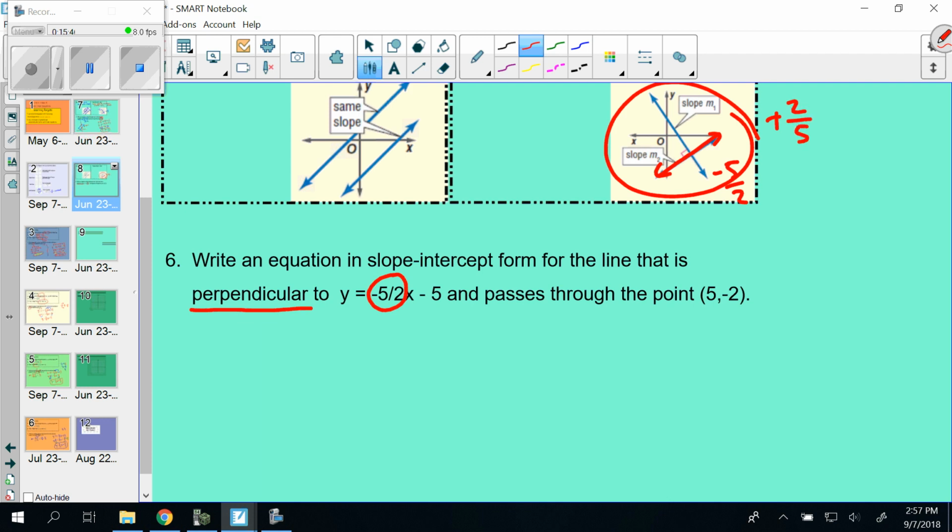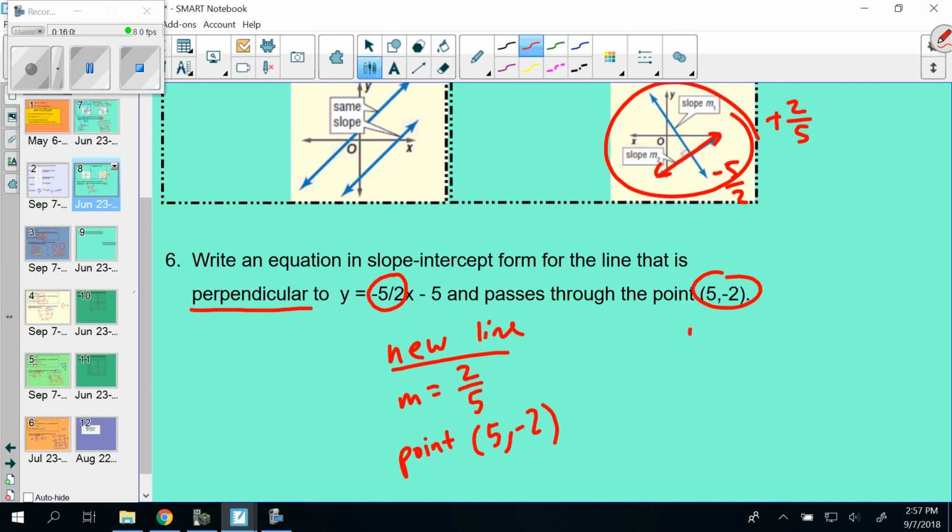So in our new line for this one, our slope is going to be +2/5, and we also know it goes through the point (5, -2). Now put all that information into either slope-intercept form or point-slope form and find that new line. I'm going to use point-slope form since we've talked about slope-intercept already. So we got y minus our y1, which is -2, equals our slope 2/5 times x minus our x1, which is 5.